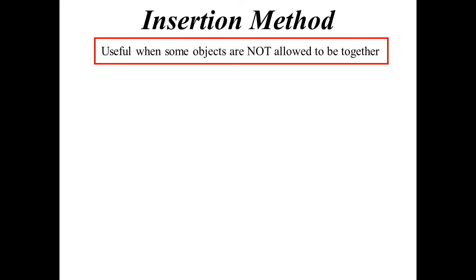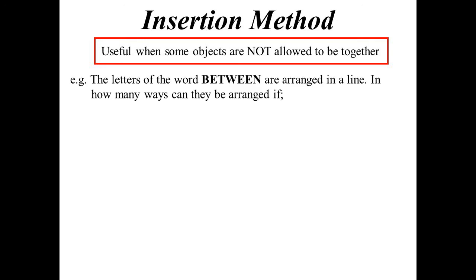So something like this. The letters of the word "between," I might have even stolen this out of the textbook. Does it look familiar? The letters of the word "between" arranged in a line. How many ways can they be arranged if all the E's are separated? So the E's cannot be together.